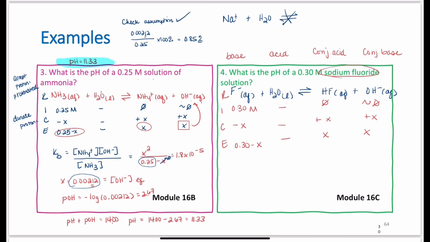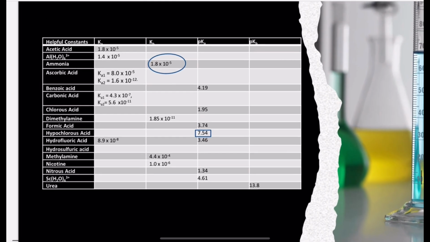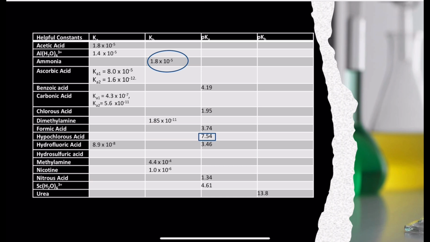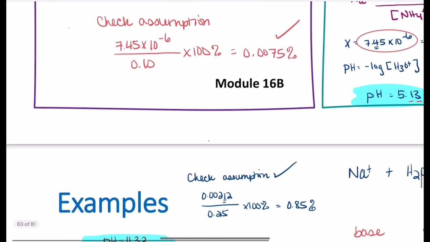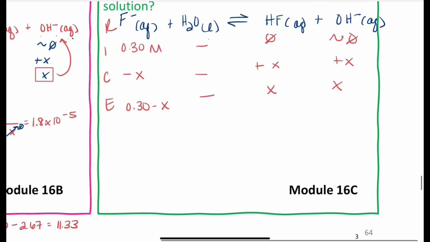I have no idea what the actual value is for fluoride, so let's scroll up. Okay, we've got hydrofluoric acid here. That's helpful. HF has a Ka value of 8.9 times 10 to the negative 8. But looking at this question, is this the Ka I need to write? Or do I need something else?